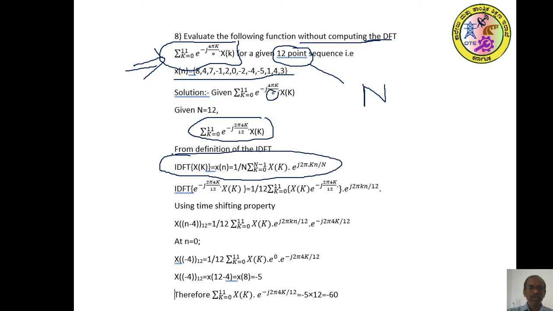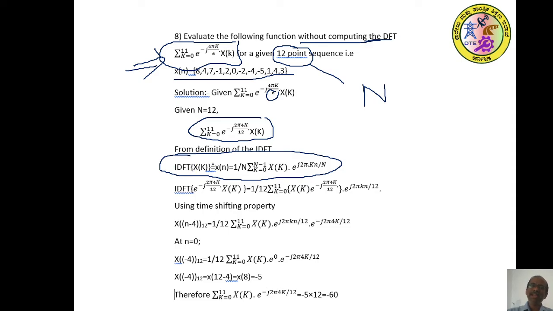From the definition of IDFT, our formula looks like this. X of n is equal to 1 by n, summation k is equal to 0 to n minus 1, x of k into e power j 2 pi by n into kn. This is our IDFT general formula for x of k.